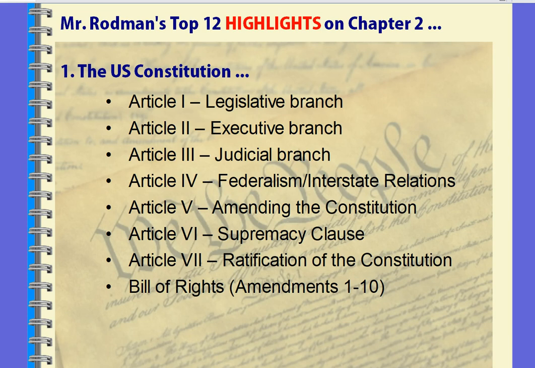Article 6 looks at the Supremacy Clause. When national and state government laws conflict, who wins? It's the national government that is supreme over the states. And then Article 7, ratification of the Constitution.